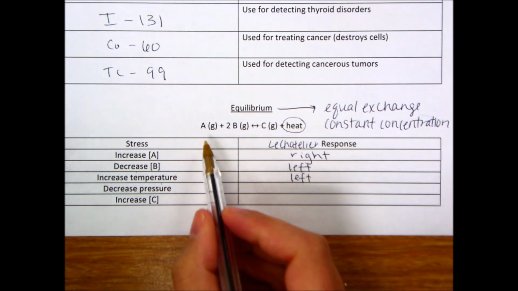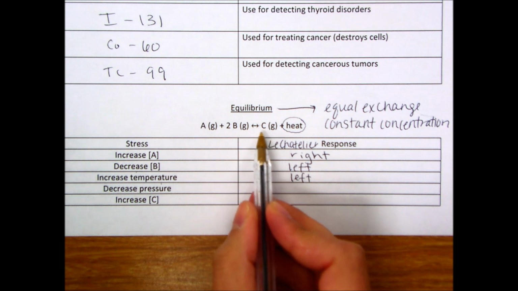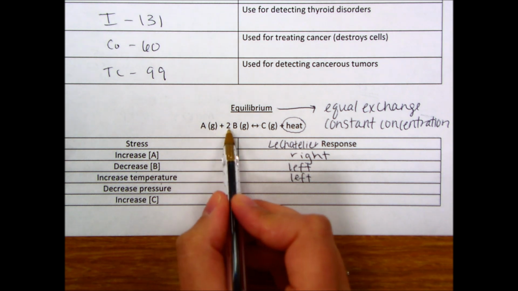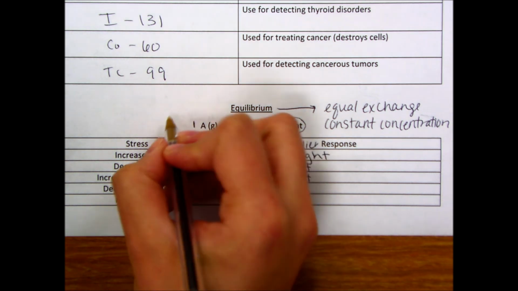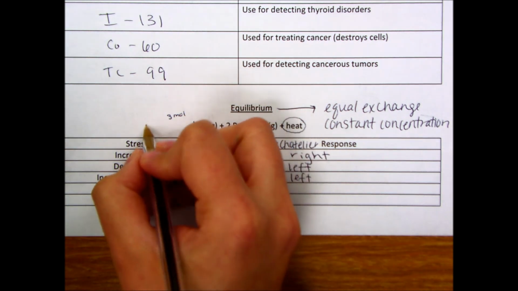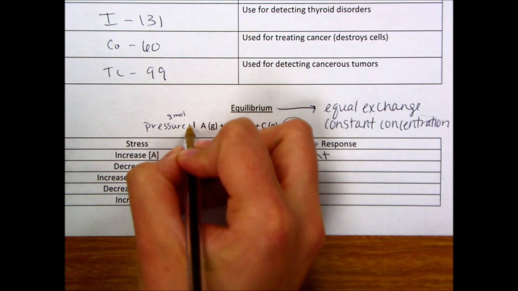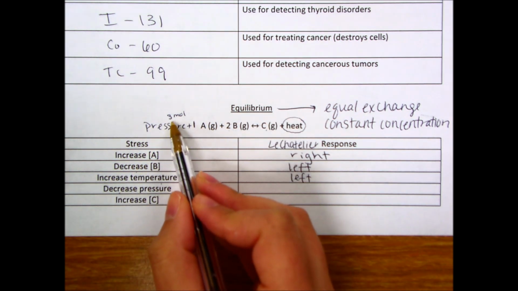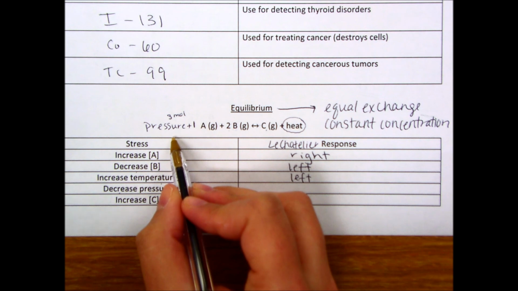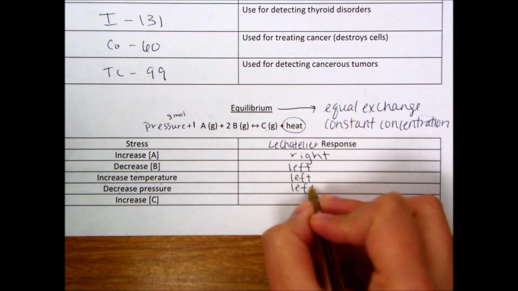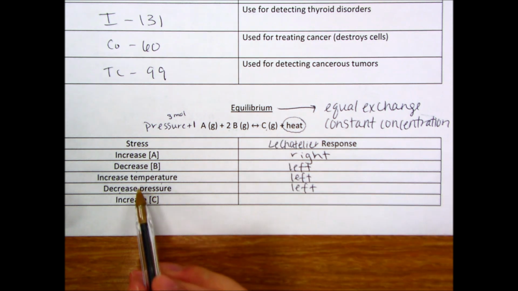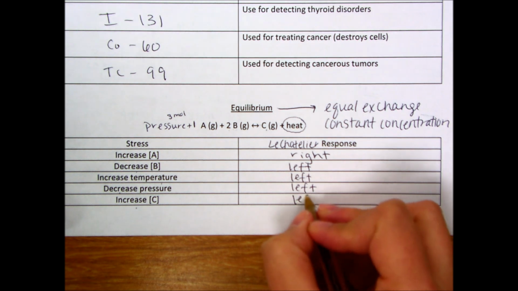Decrease the pressure. Well, these are all gas particles, so the side that has more pressure is going to be most affected here. This side has 2 moles of B, 1 mole of A, so a total of 3 moles of gas on the left, only 1 mole of gas on the right, so there's more pressure on this side. So if I decrease that, it's just like we did up here with decreasing B. I'm decreasing a reactant, essentially, so it's going to shift to the left. Finally, if I increase C, if I increase the amount of a product, this was similar to increasing temperature, it's also going to shift to the left.